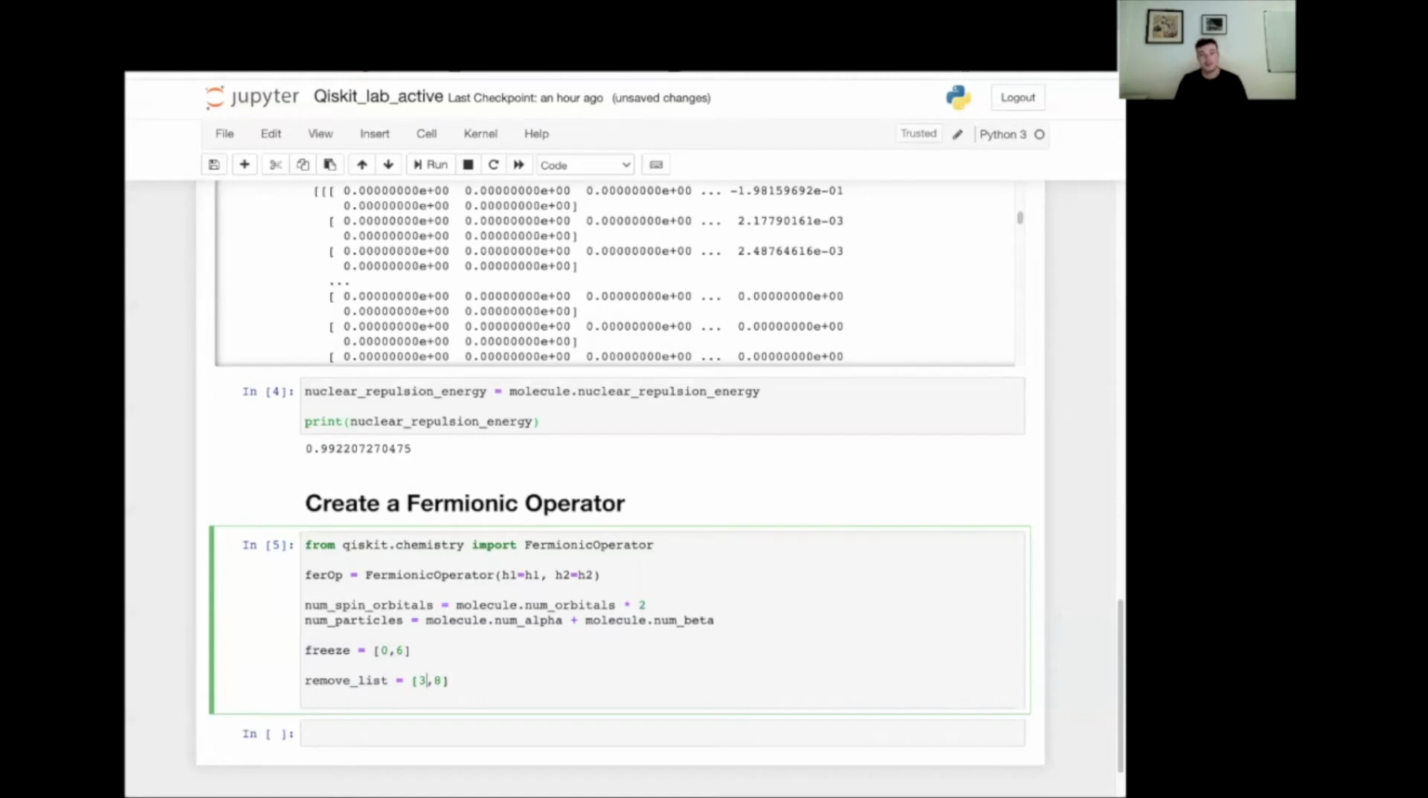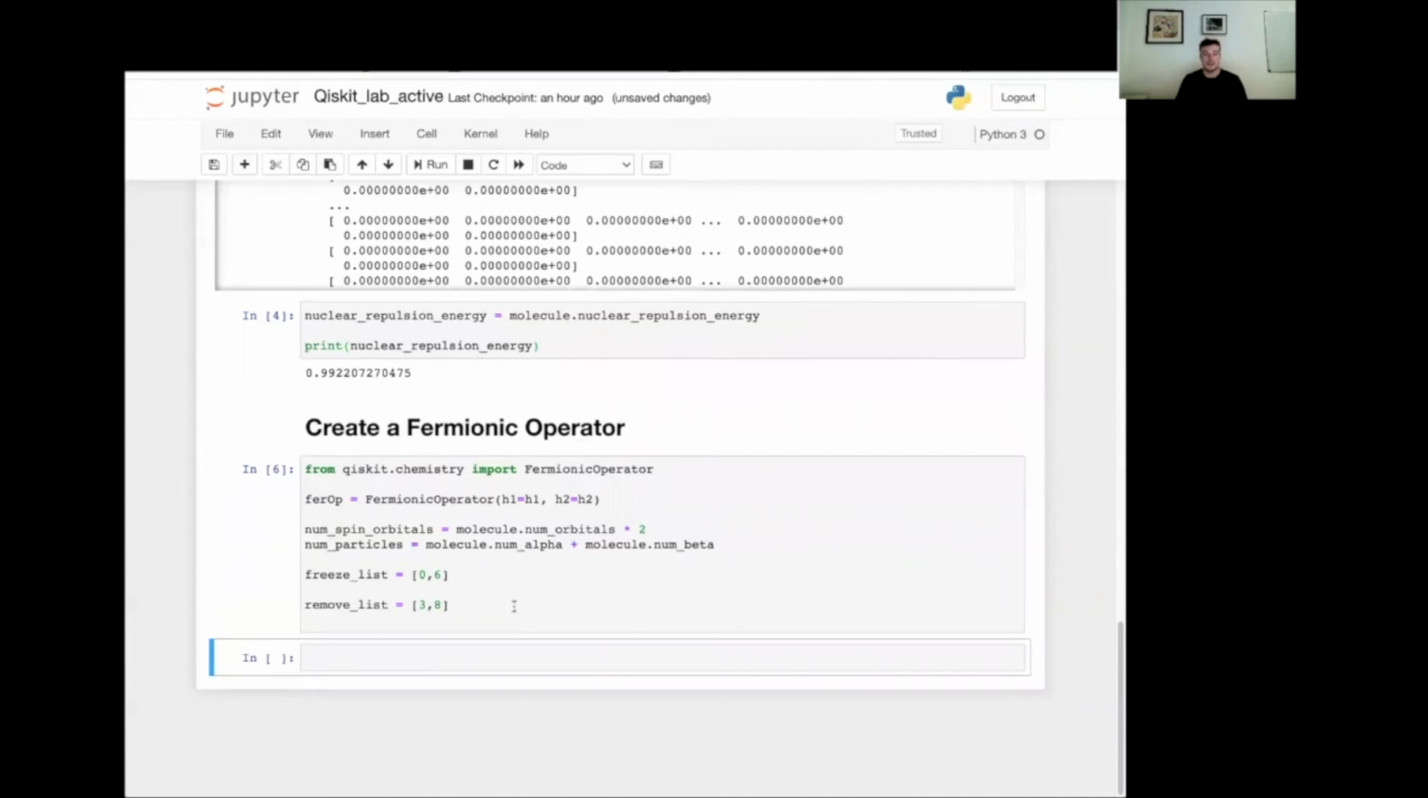Okay, this is because 4 and 10 are going to be rescaled by the absence of these 2 orbitals, which are in the freeze list. Oh, sorry, let me call this freeze list. Okay, so I have defined my fermionic operator. I have a freeze list and a remove list. So let's start freezing and removing orbitals.